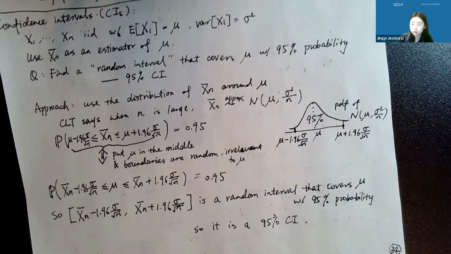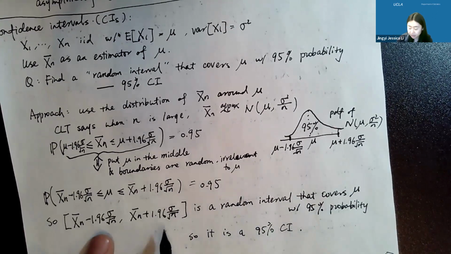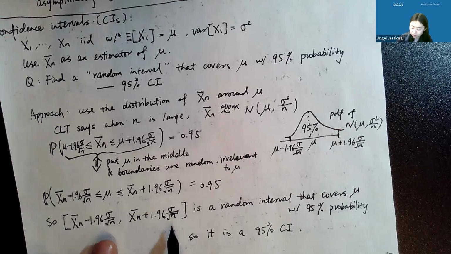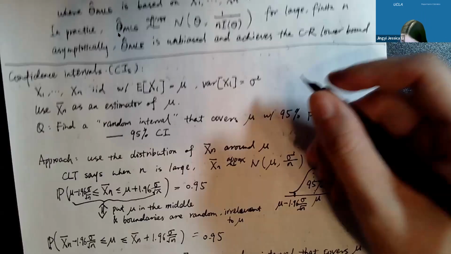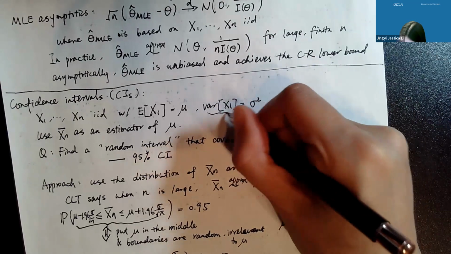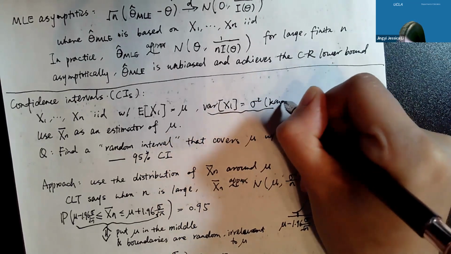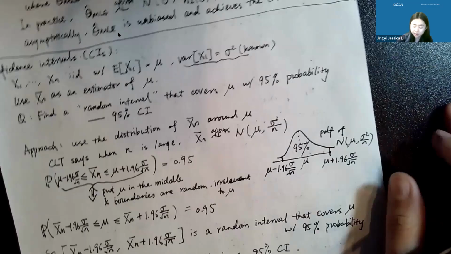So this is the whole logic. But one thing I didn't say is that to make this an interval that is computable, the sigma here is known. We assume it to be known. Otherwise, you don't know what sigma is. So let me just make it simpler. This sigma is assumed to be known. With this, then this is a valid interval.